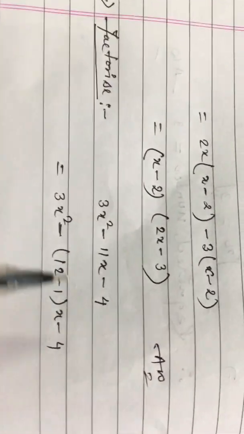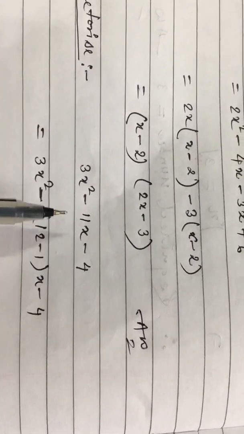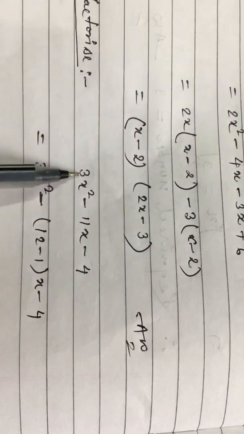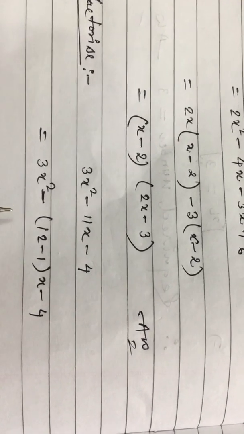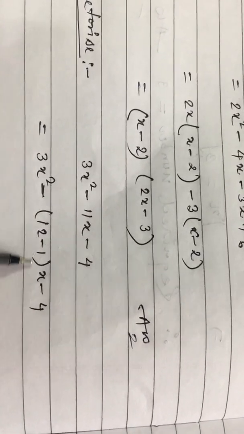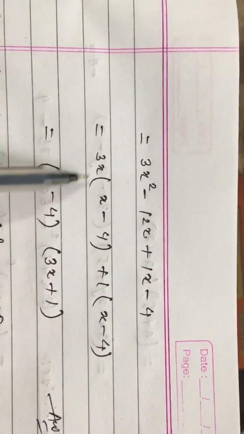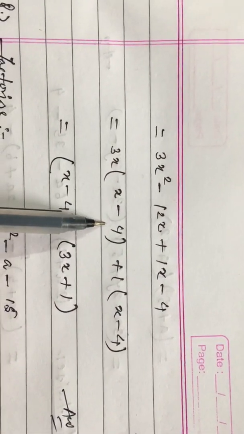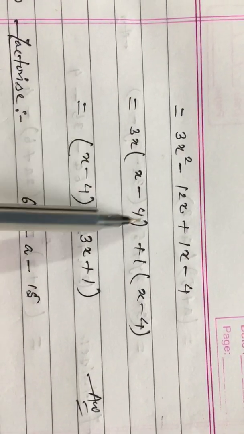Now see one more problem: 3x square minus 11x minus 4. Now 4 threes are 12, and find out the factors of 12. 12 ones are 12, so 12 minus 1 is 11. So 3x square minus 12x plus x minus 4. 3x is the common in the first two terms: 3x into x minus 4, and 1 is the common in the last two terms. So x minus 4 is again common, and 3x plus 1, that will be the answer.